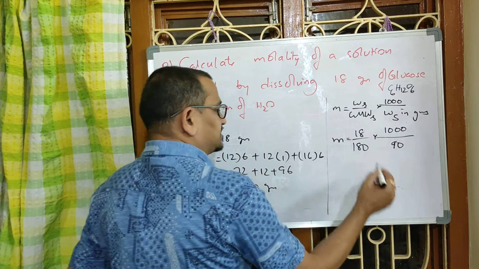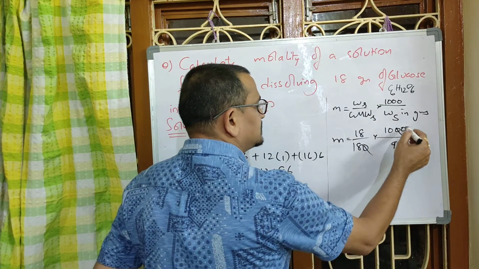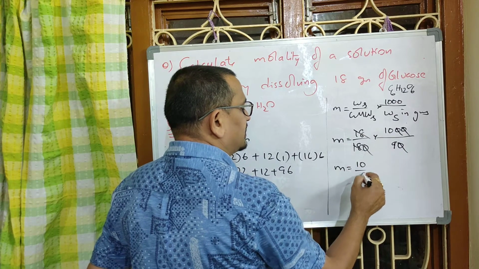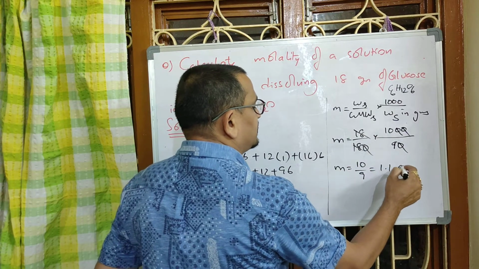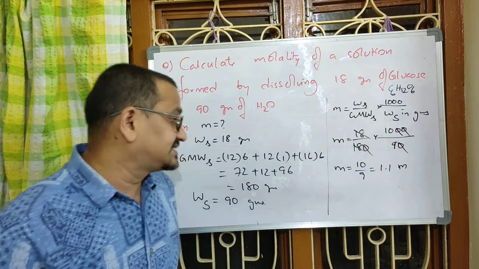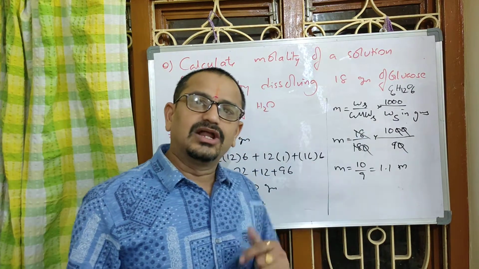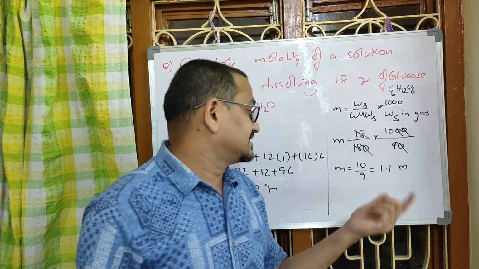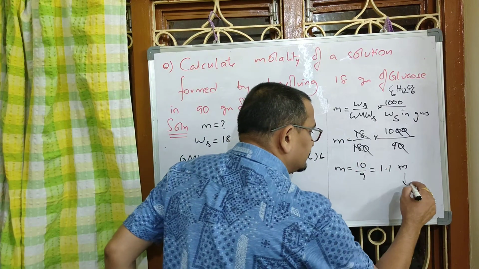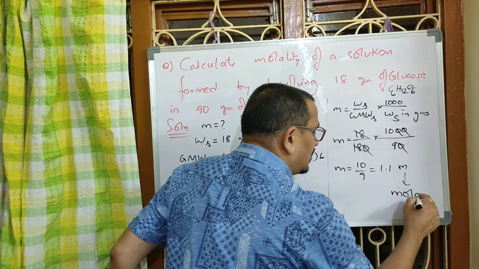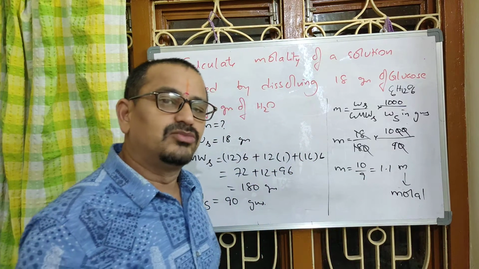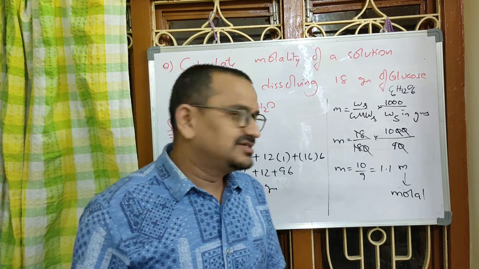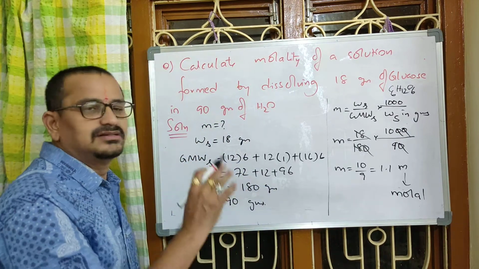Right. Cancellation. See, 2 zeros, 18 and 18 cancelled. So molality is 10 over 9. It is 1.1 molal. How do you pronounce this? Molal. Similarly, in molarity, suppose 1.1 molar, molar we are pronouncing. This is molal. How do you pronounce? Molal. 1.1 molal solution. That's the way to pronounce. Understood? So, this is one simple numerical.